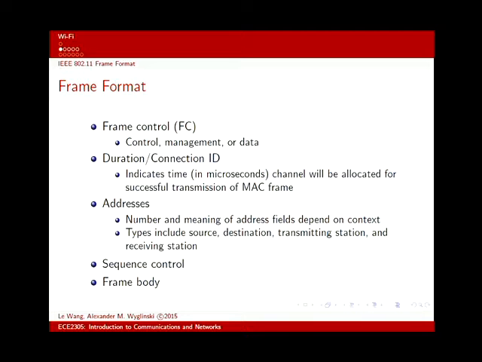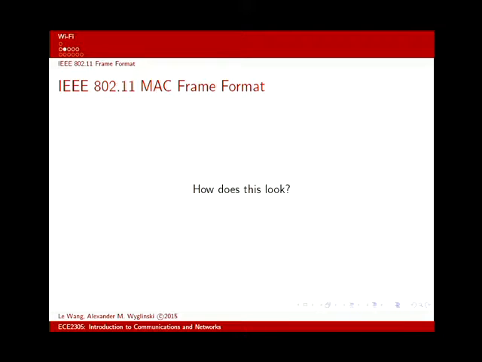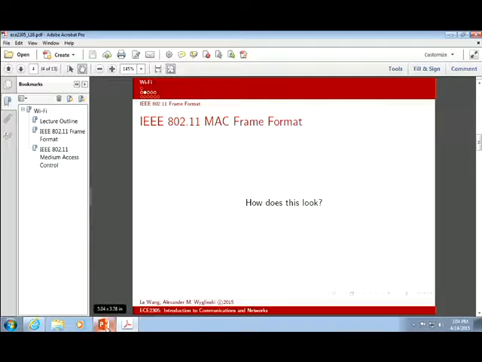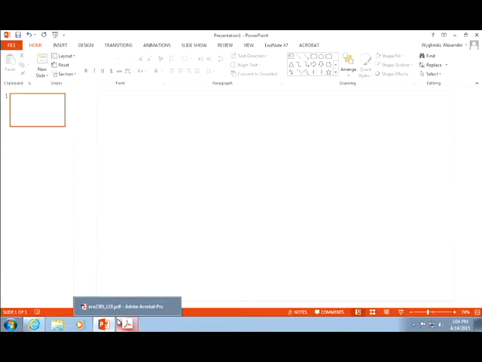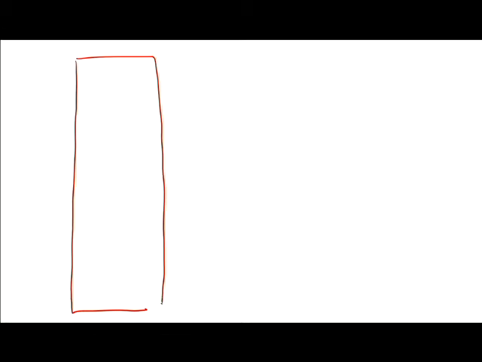We then have the frame body. That is whatever the payload is, depending on what type of frame we're dealing with. So how would this look? Your book has a great diagram. I'm going to sketch it out and articulate some of these finer points. So let's say this is our frame. The first field is frame control. Again, this could be data, control, meaning it has control information, or management. Following that, we have the duration, or connection ID.